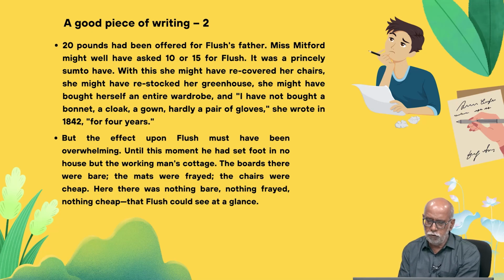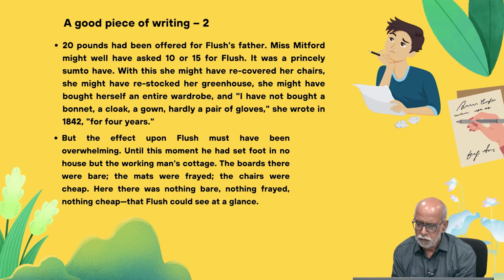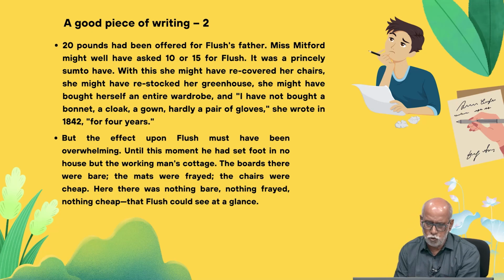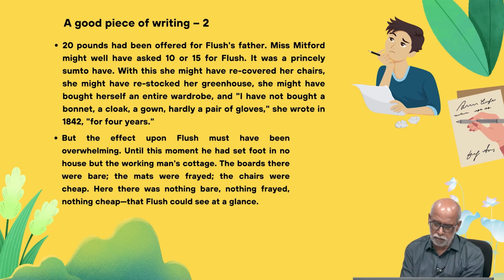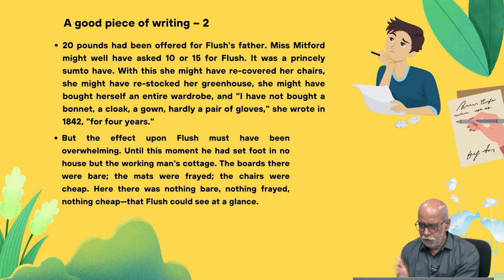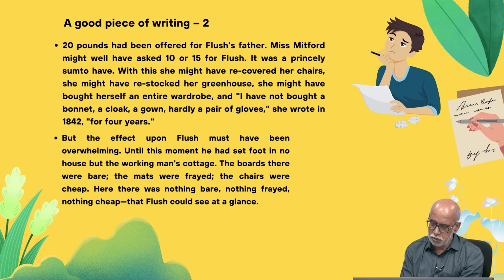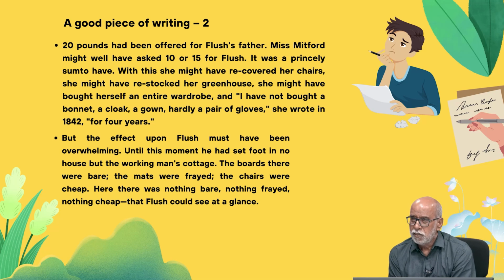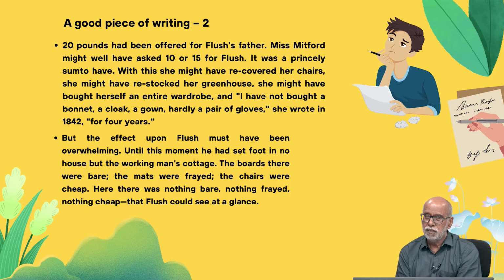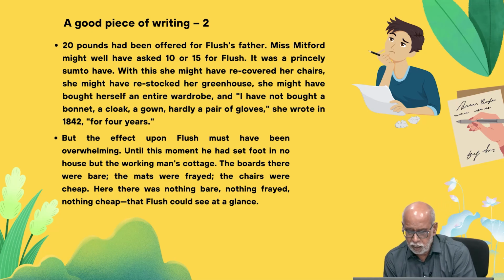20 pounds had been offered for Flush's father. It goes on, and then, you know, come to the next paragraph. Now, Flush goes from one home to the other, from the home of the poor to the home of the rich. Now, he cannot speak like human beings. He can only speak like dogs.